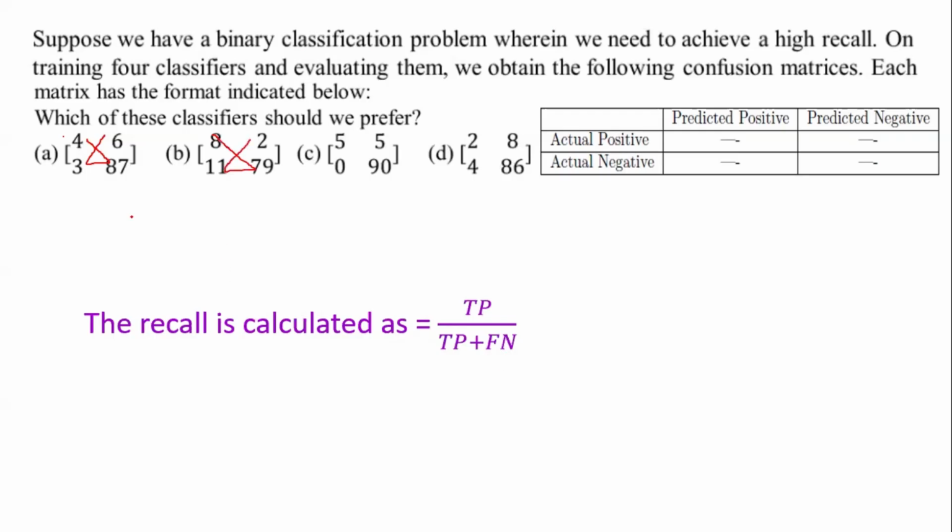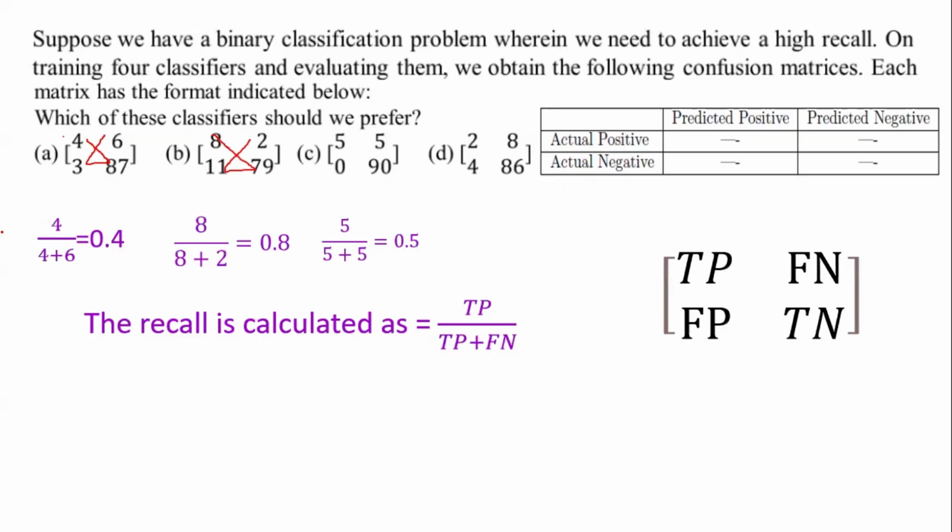That means for each case, we can find the value of recall. Now, this is the value of recall for the 4 cases. Now we have to see for which case the recall value is higher than the other cases. So we see that for option B, it is greater than the other cases. So it will be our answer. So this classifier we should prefer, option B.